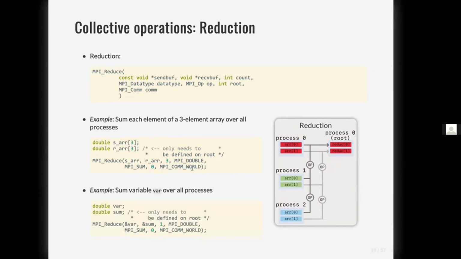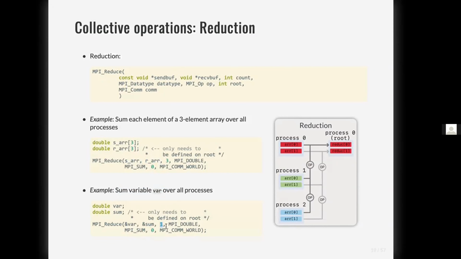So if you have a scalar variable again, so you don't have an array, some scalar variable over processes, you have something like this, then you would specify the pointers to both var and sum in the MPI reduce, and then you would have 1 element. Okay, so that's our introduction to collective operations.